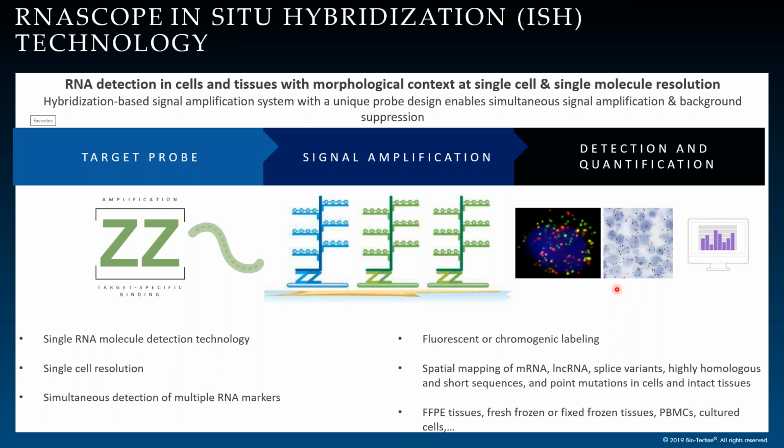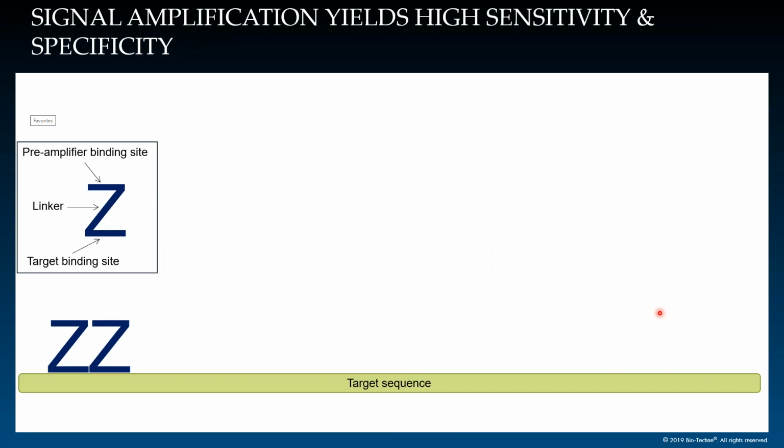And we allow detection of your targets of interest in a wide variety of sample types as well, including FFPE tissues, fixed and fresh frozen tissues, cultured cells, and PBMCs. So as you can see, our assay allows for a really wide range of flexibility in which you can apply this to your research. In the next couple of slides, I want to go into a little bit more detail to help you understand what makes our assay so sensitive and specific and lets it stand apart from some of the other tools that are out there.